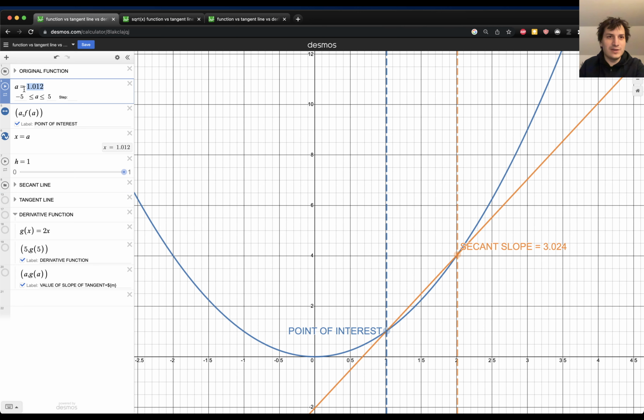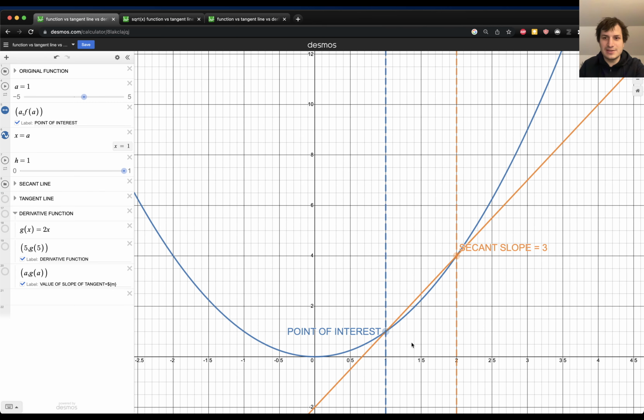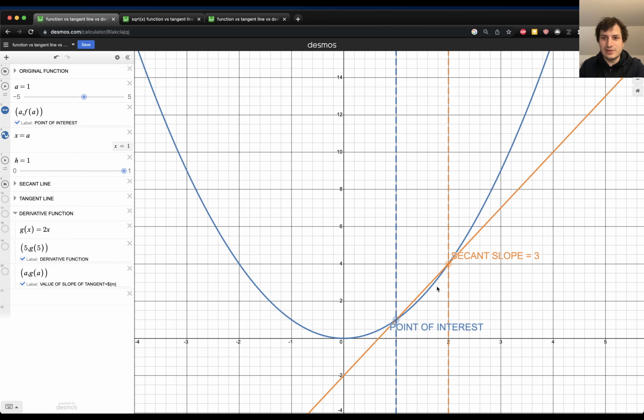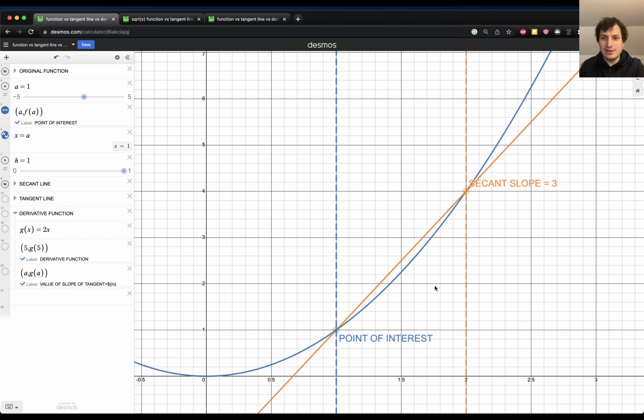So for convenience, let's take the point of interest to be at x equals 1. And now let's look at this secant line, which is distance 1 away. So it's going from 1 to 2. That orange line is the secant line. It cuts through the function f. And in this case, it has a slope of 3. And that slope of 3 is not a great approximation to the blue curve, right? The slope of 3 is kind of cutting through a function that's not doing that well.